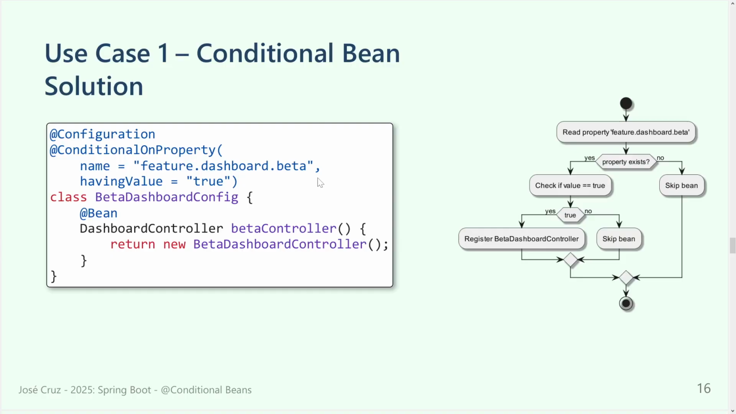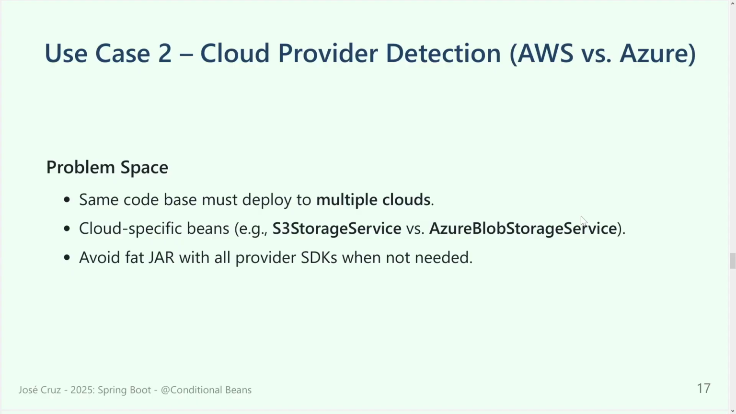I think you are starting to understand how to apply this. And then it's always the same thing. You read the property. Okay, the property exists. No, skip the bean. Be careful that if you put the conditional and the property doesn't exist, the bean will be skipped, ignored. If the property exists, check whether the value is true. If it is, okay, register. Otherwise, skip the bean. Then it's just playing around with all these switches.